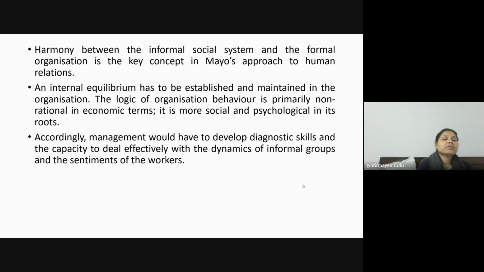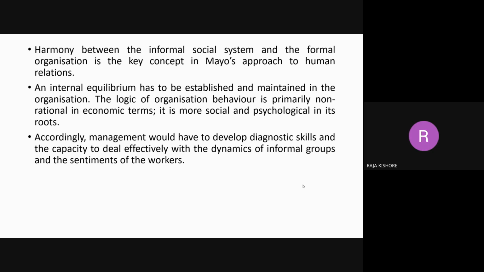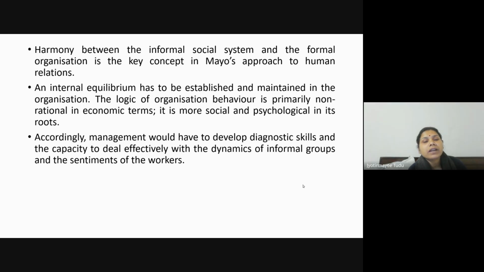But Elton Mayo's argument is that the social and psychological conditions could be taken as the ground of rationality. So rationality here need not be confined to or determined only on the basis of economic terms. It is also social and psychological in its roots. That also needs to be taken into account while taking any kind of decision. And in that way, an internal equilibrium could be established or maintained in the organization.